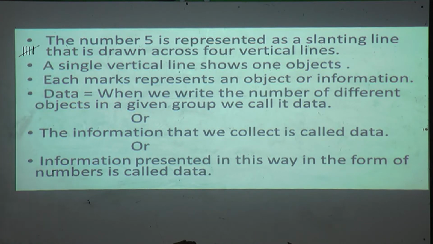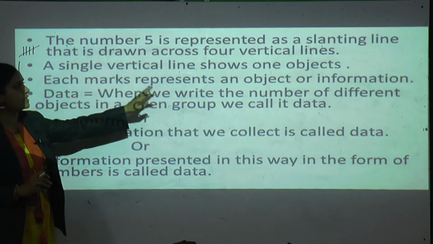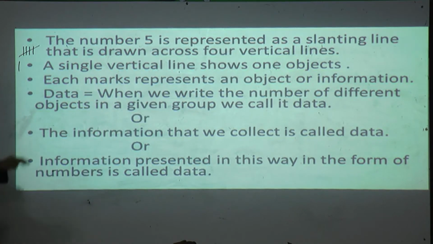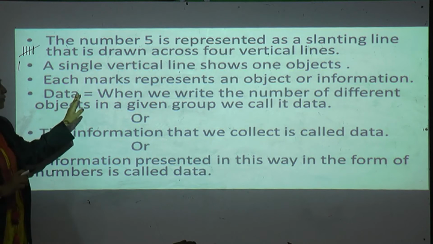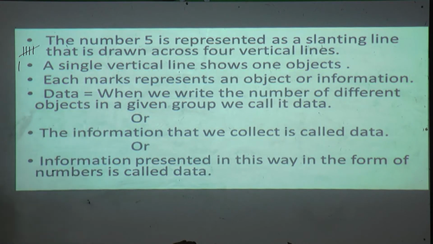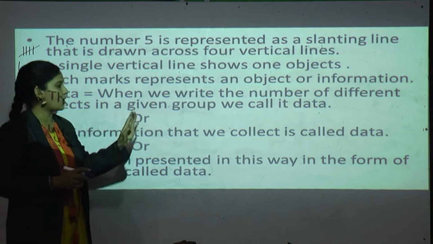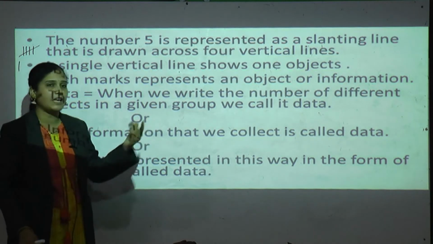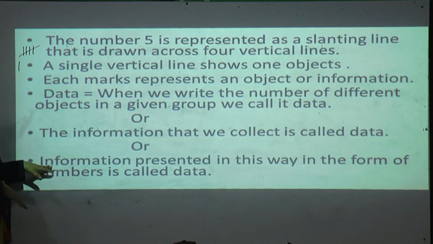Okay. Now a single vertical line shows one object. Each mark represents an object or information. Now data. What is meant by data? When we write the number of different objects in a given group, we call it data. Or the information that we collect is called data. Or information presented in this way in the form of numbers is called data. Now students, we'll see the next point.